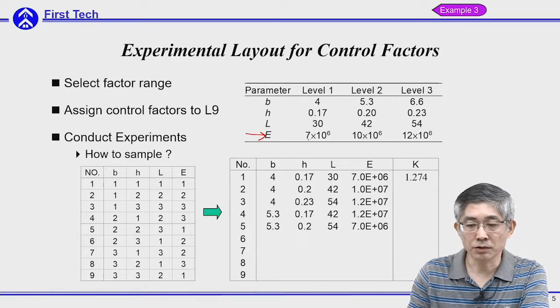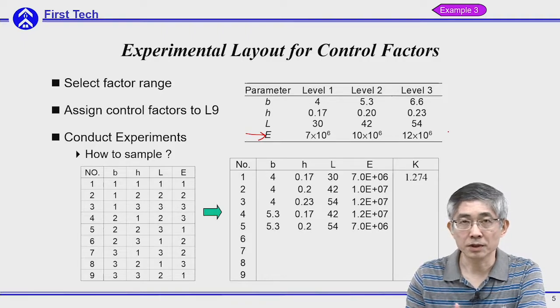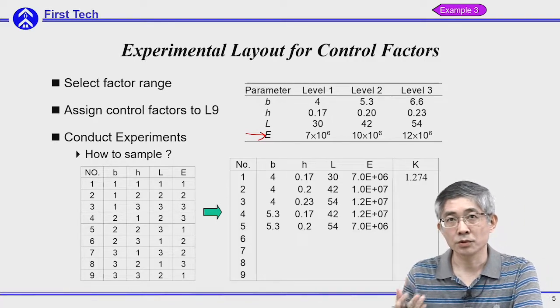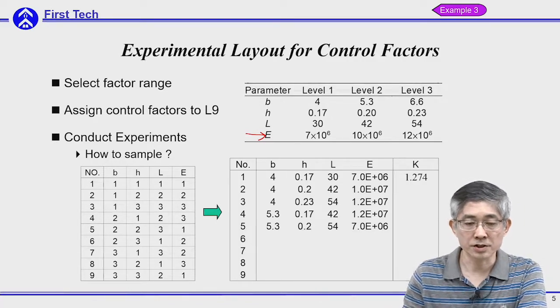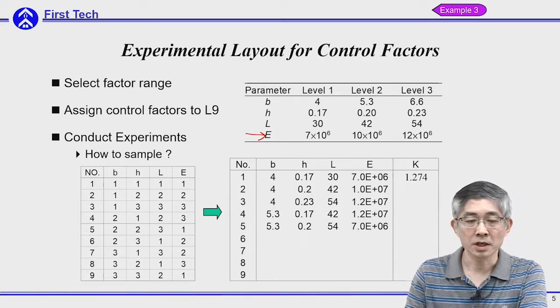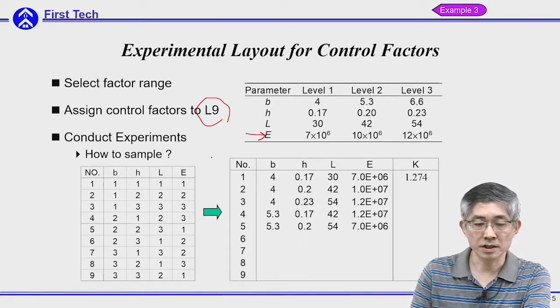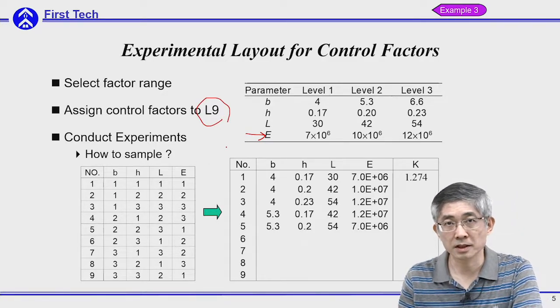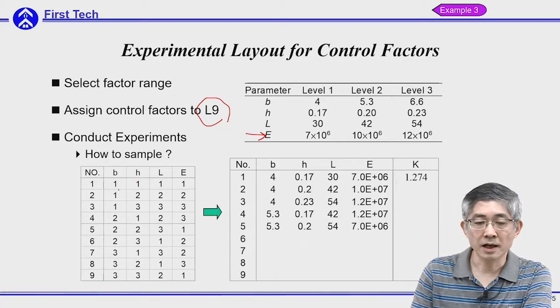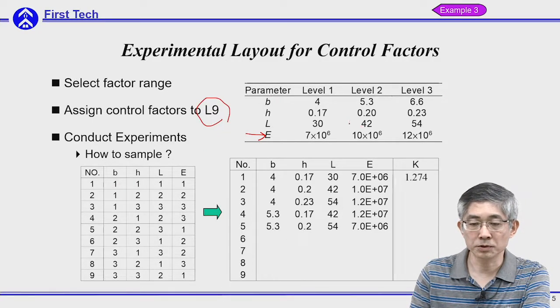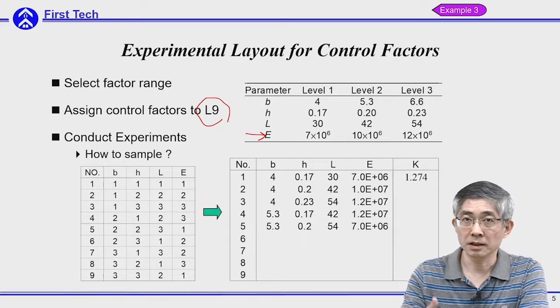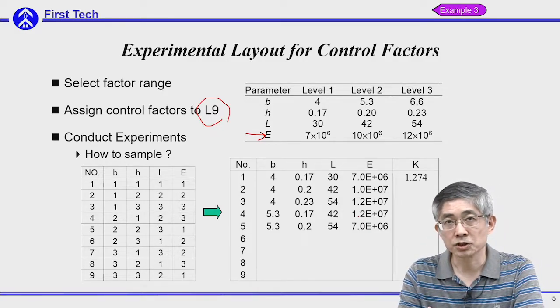So here we select 3 different possible materials and find the corresponding Young's modulus to be the 3 levels of the material property. Because we have 3 levels for each factor, and we have in total 4 factors, we select L9 to be the inner array. And this is the experimental layout for these control factors. You can assign the level value from the table to the experimental design, and you should be able to complete the design treatment for each inner array.